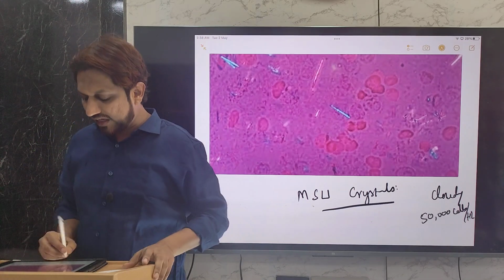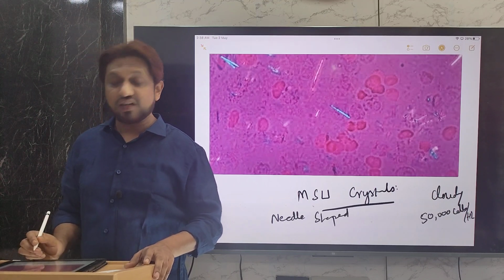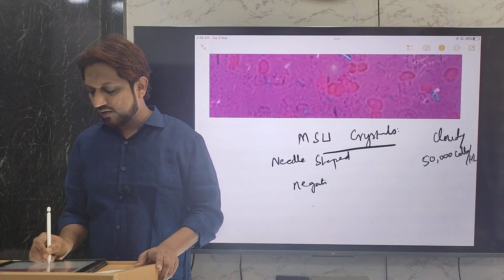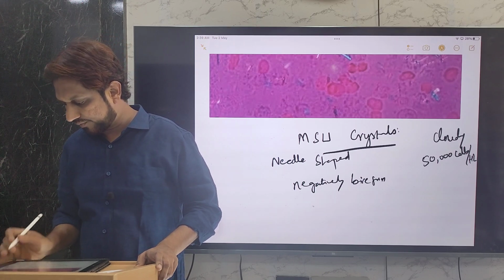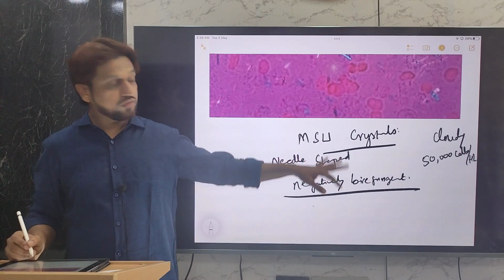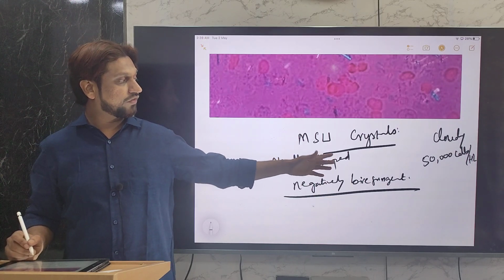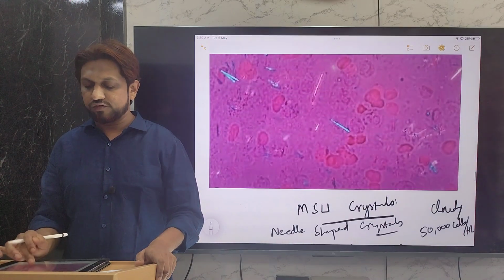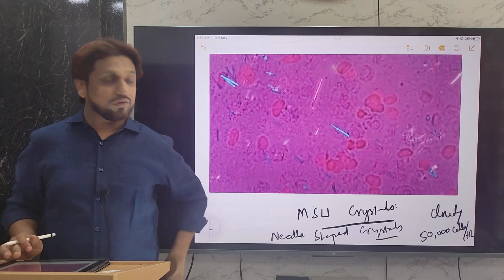crystals, that are needle shaped, and under the polarized light they will be negatively birefringent. So in pseudogout, under the polarized light they will be positively birefringent, but here in proper gout it is negatively birefringent. This is the gold standard, the needle shaped crystals that you see, that is monosodium urate crystal deposition in the synovial fluid. If you see that, then the diagnosis is almost confirmed.